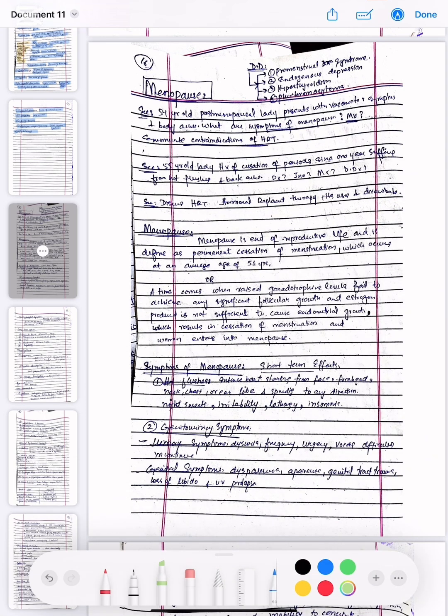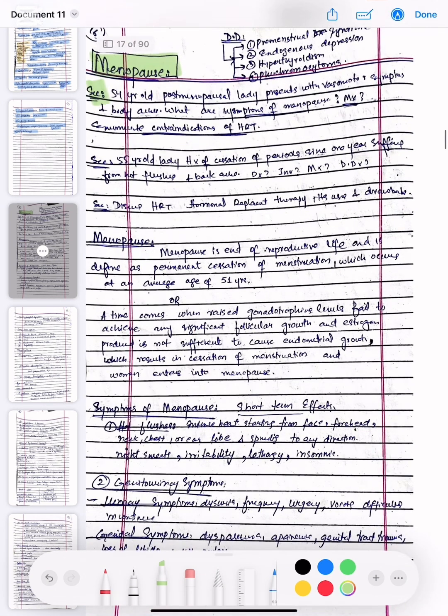So we have menopause. The scenario is that there is a 55-year-old postmenopausal lady presenting with vasomotor symptoms and body aches. Now, what are the symptoms of menopause and management? Enumerate the contraindications of hormonal therapy.